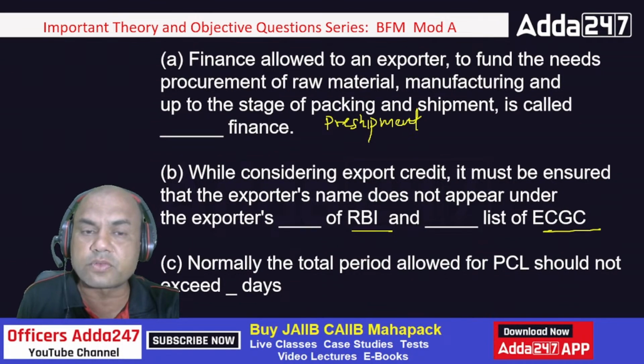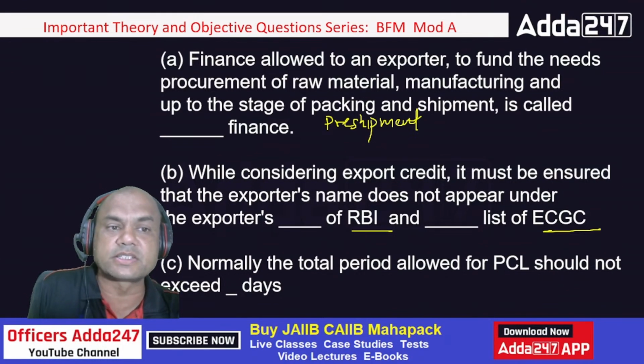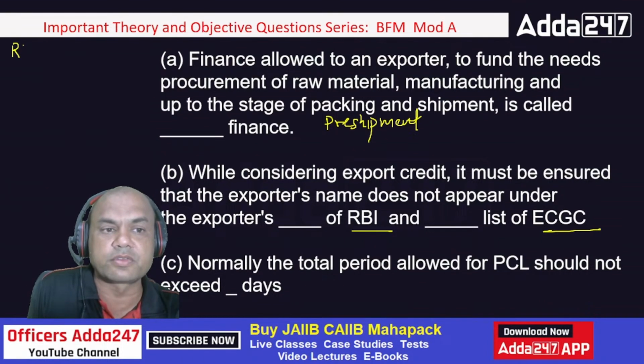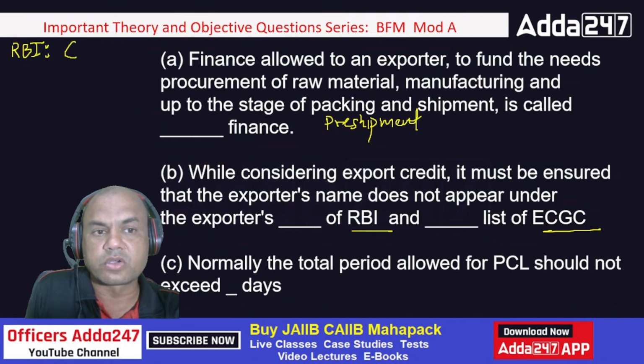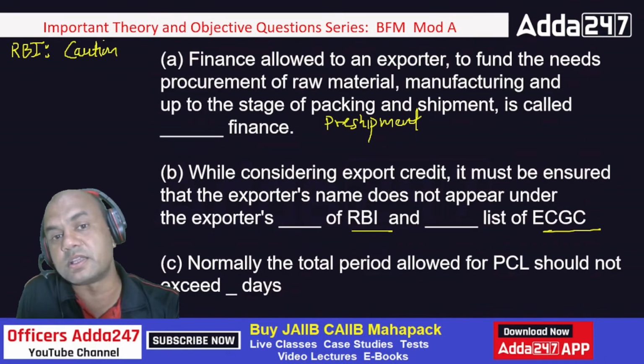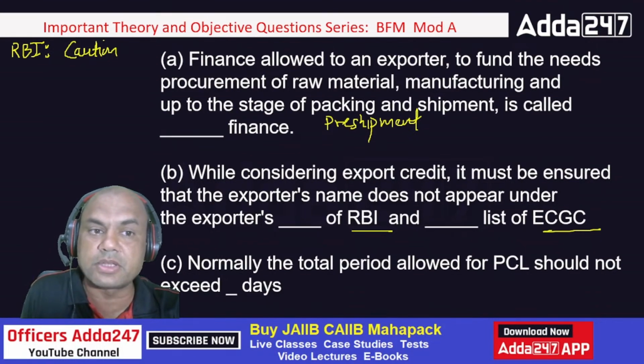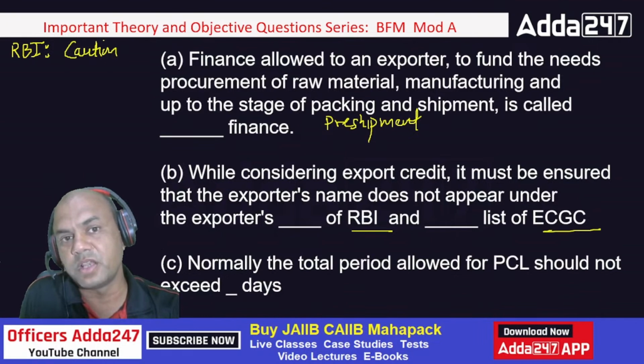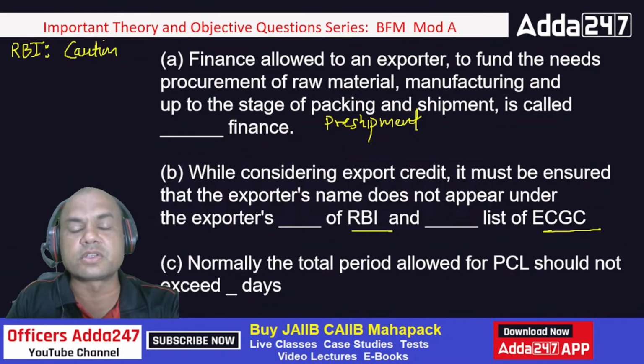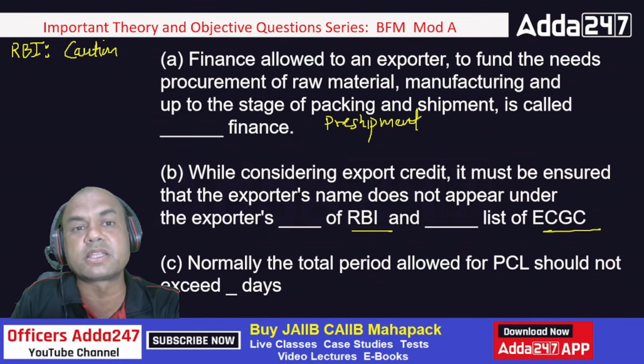Now, what is that list of RBI called as? Always remember, RBI gives you a caution list. Caution means beware of these clients. So the customer who is coming to you, you should always check the name in that caution list. If the name appears in that caution list, it means that customer is not to be dealt with.